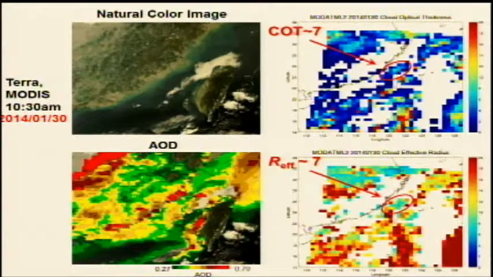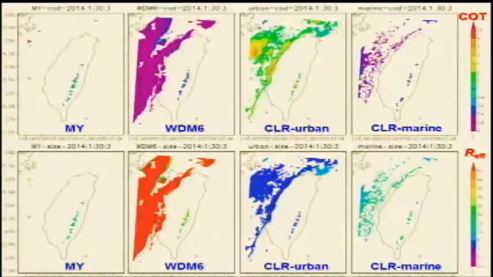Now we want to see if our model can simulate the fog in reasonable agreement. So we run the model with 4 existing schemes. This is the Milbrandt and Yau scheme. This is WDM6. These two are our scheme, but our scheme is sensitive to aerosols, so we specify two types of aerosols. One is the urban type, and this is the marine type. And these top panels are cloud optical depths. And if you remember from the previous figure, it's 7. Effective radius is also 7 for that fog.